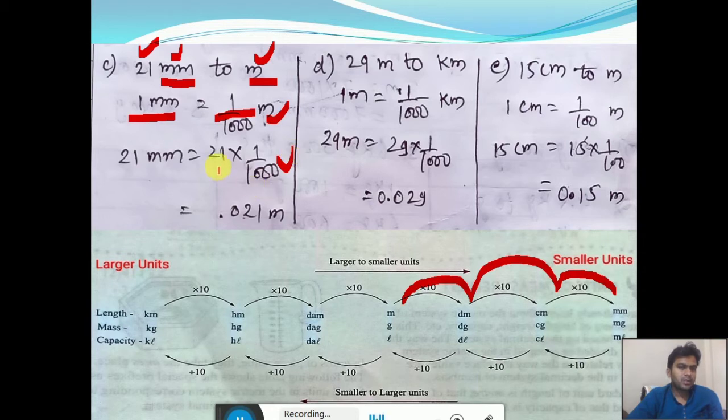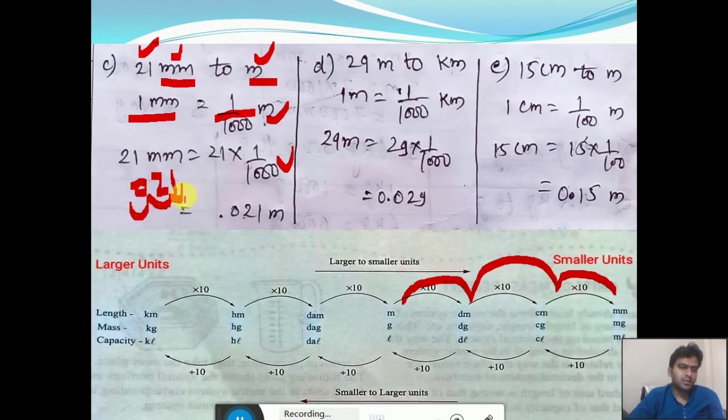So 21 upon 1000 means what? We have to move the decimal point how many places? The number of zeros. So 3 zeros are there, so we have to move this decimal point 3 places. 21 is a whole number, so we will assume the decimal point after 1. Now 3 places we have to move. So 1 place, 2 place. After 2 places there is no number, so we will include 0 here and then move the decimal point.